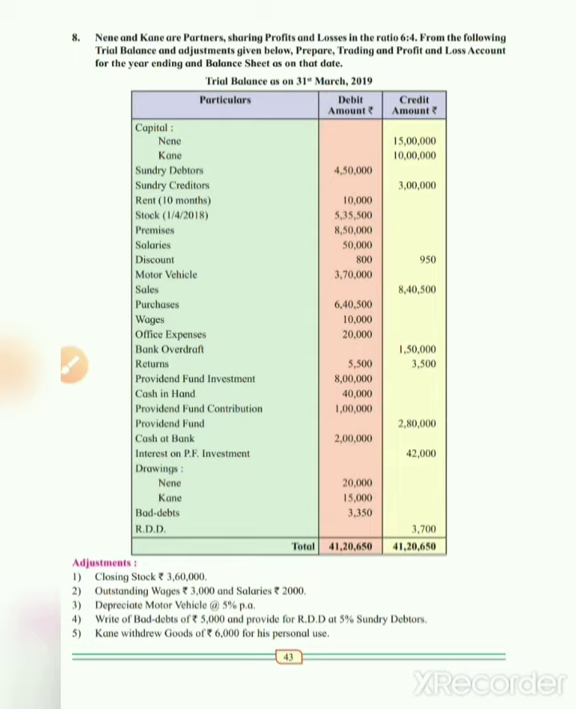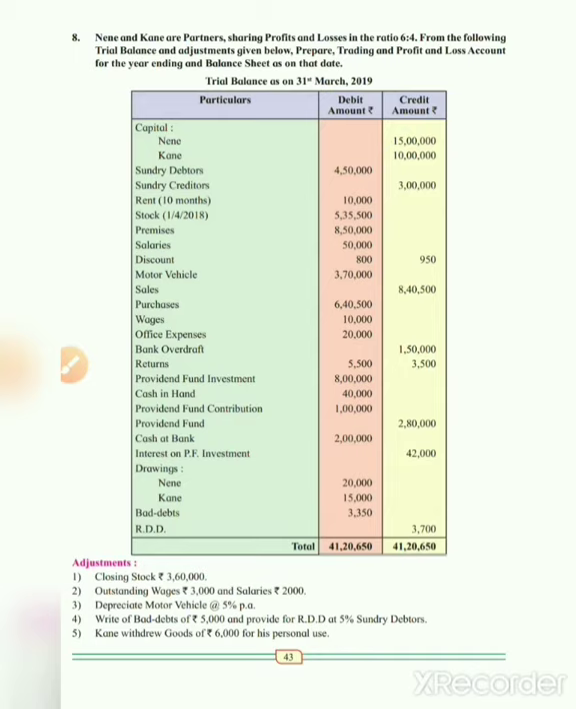Next is returns. Debit as well as credit balances are given. We have seen in previous problem also. The debit balance of return shows sales return. Hence the amount of rupees 5,500 will be deducted from sales. And the credit amount of returns, that is 3,500, shows purchase return. So this amount will be deducted from purchases. Now next is provident fund investment.